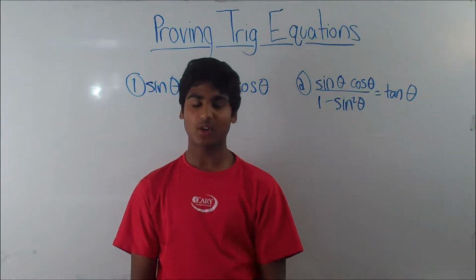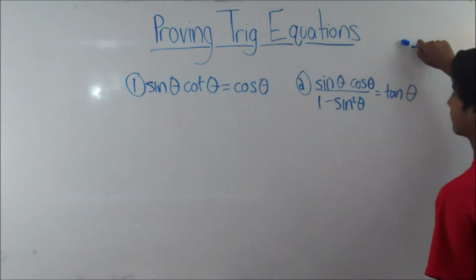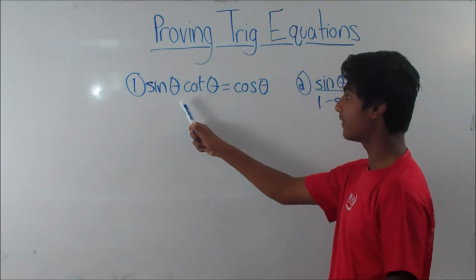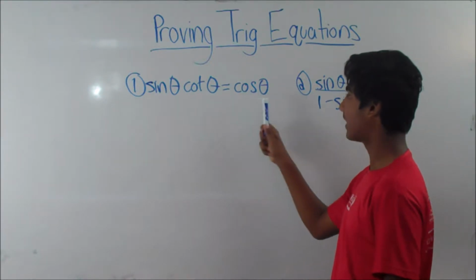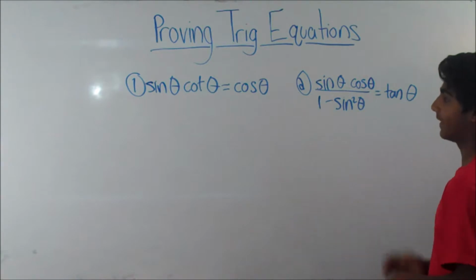Hi! Today we're going to learn about proving trig equations. Let's say for an example like this: sine of theta times cotangent of theta is equal to cosine theta. We also have another example, but we'll get to that later.